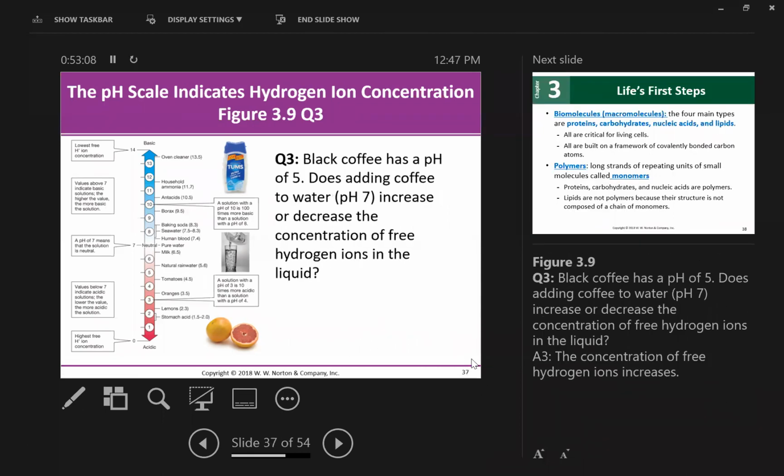Number 3, black coffee has a pH of 5. Does adding coffee to water with a pH of 7 increase or decrease the concentration of free hydrogen ions in the liquid? The concentration of free hydrogen ions increases.